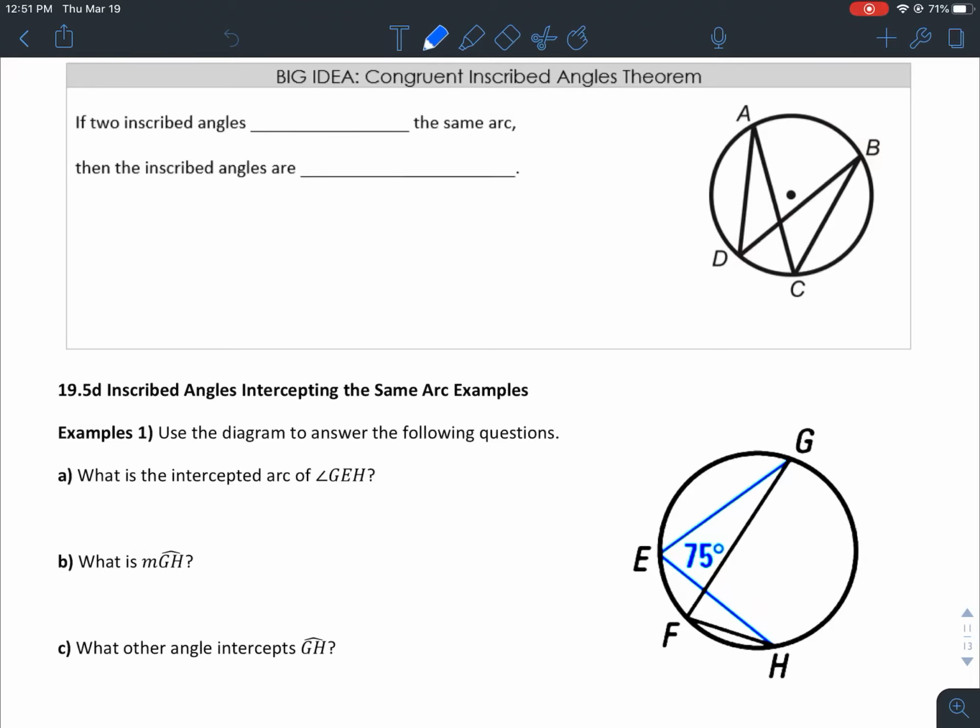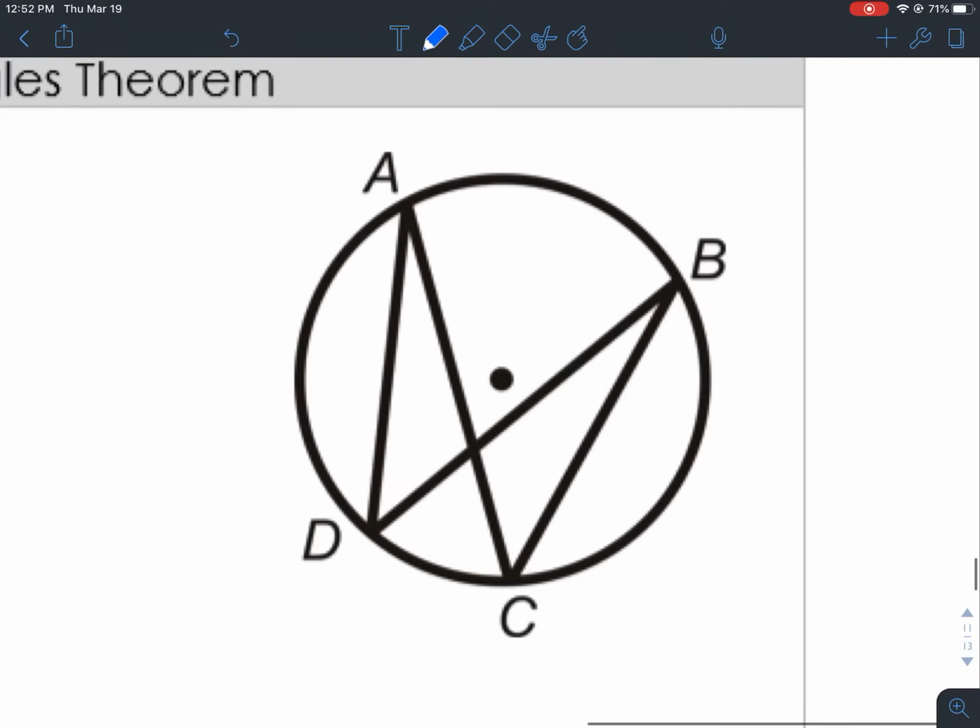So for this lesson, we are going to learn about inscribed angles, specifically two inscribed angles that intercept the same arc. So if two inscribed angles intercept the same arc, then the inscribed angles are congruent. So what does this mean?